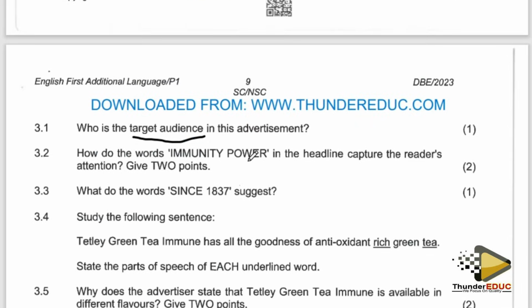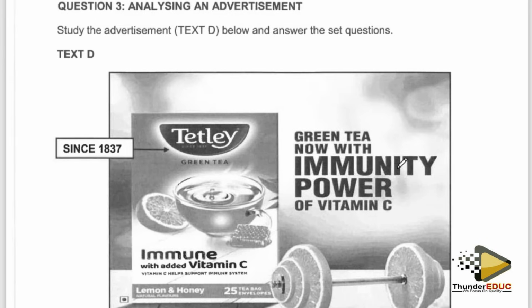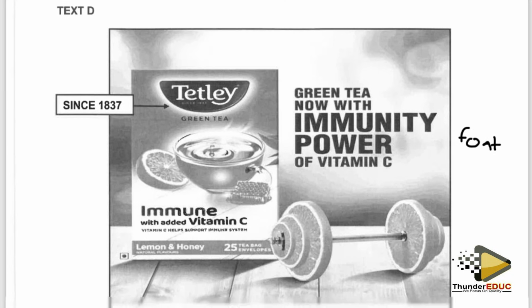How do the words immunity power in the headline capture the reader's attention? Give 2 points. All right. The title says immune power. Immune power is in a bolder font, bigger font. So we must be able to focus on the font. It will always come in for us. The font is big. The font is bold. So when we are having font that is different from the other font in the title, then it becomes the focal point.